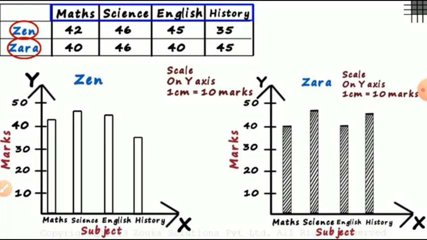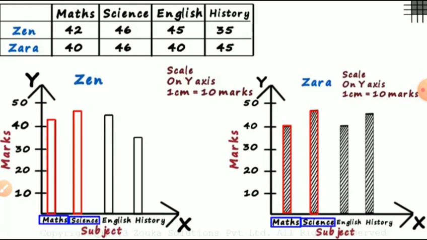So if you're asked to name the subject in which Zen has scored the least marks, you would say it's history. And the subject in which Zara has scored the maximum marks, you would say it's science. But quite often, we need to compare 2 sets of data. In this case, we may need to compare the performance of students. So just by looking at the graphs in isolation, would you be able to tell me who's performed better in maths? Or science maybe? It's a bit difficult.